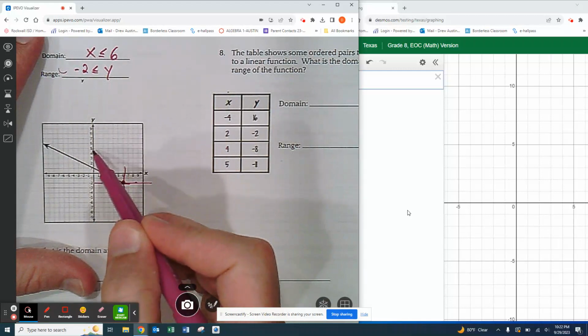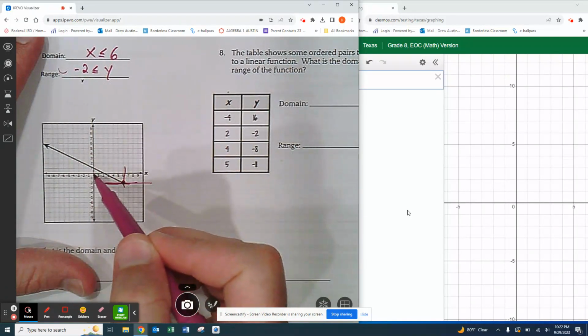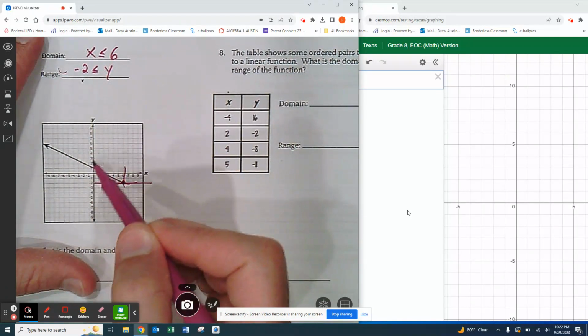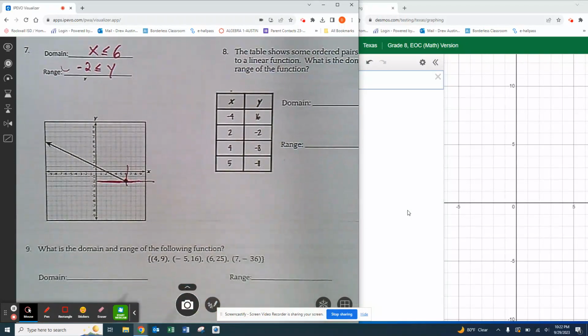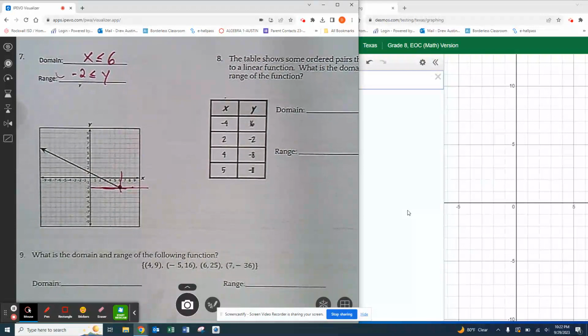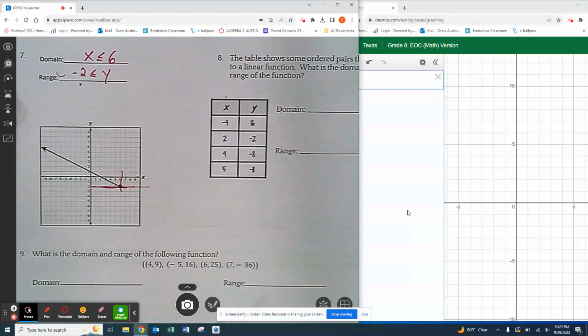If it was 5, it would be right here. If it was 1, it'd be right here. And if it was 10, it'd be somewhere way out here. And that's it. That's all I can write for my domain and range.